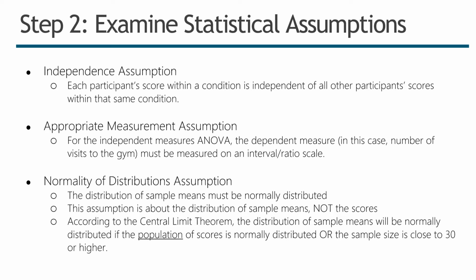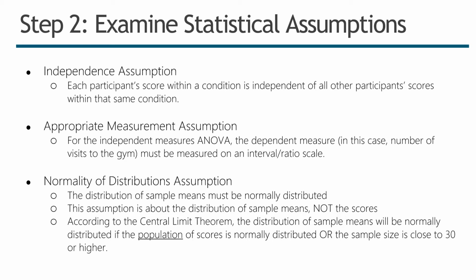All right, our second assumption is appropriate measurement, and that means that our dependent measure, in this case the number of visits to the gym, needs to be measured on an interval ratio scale. And number of visits to the gym is measured on an interval ratio scale.